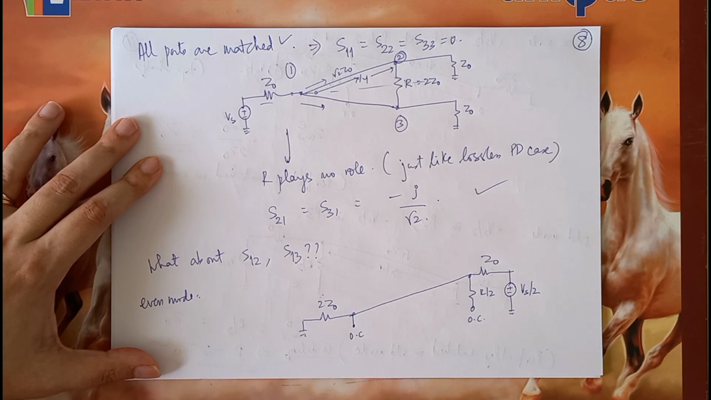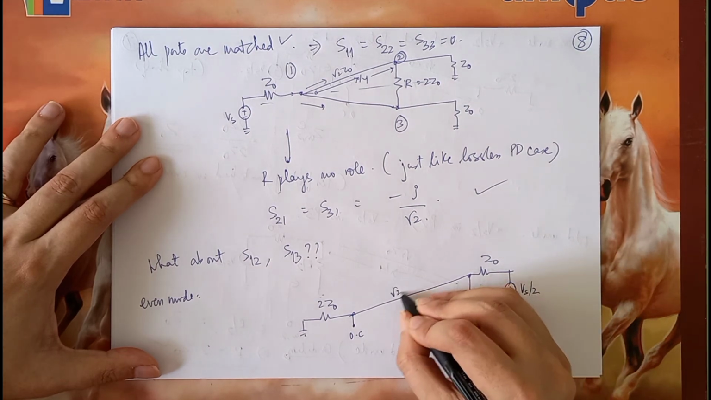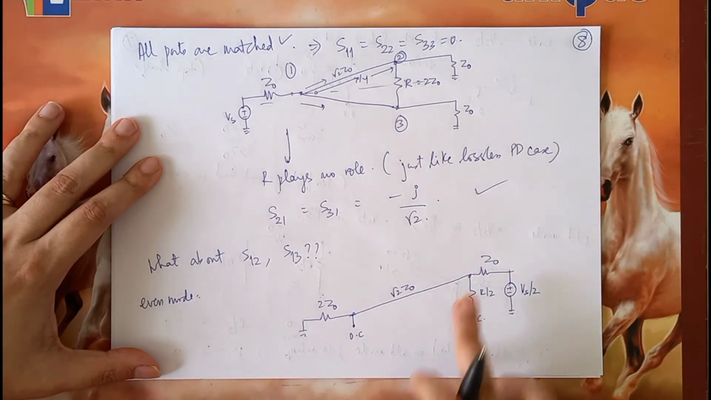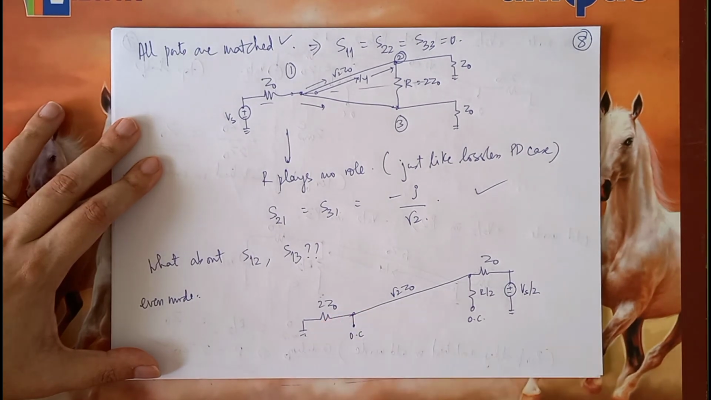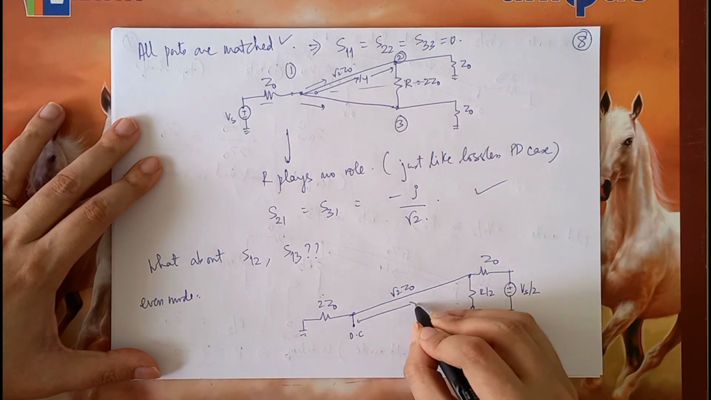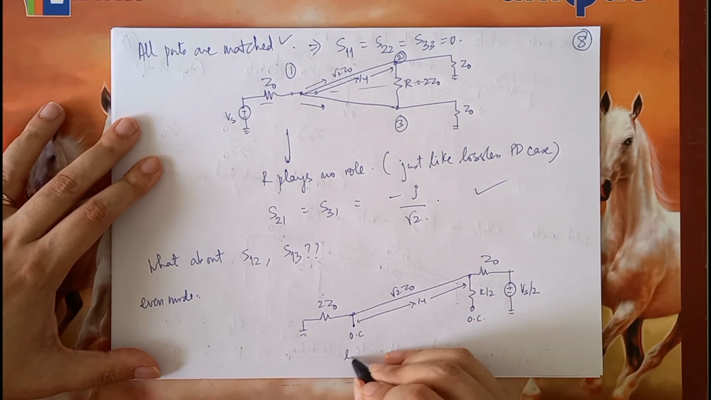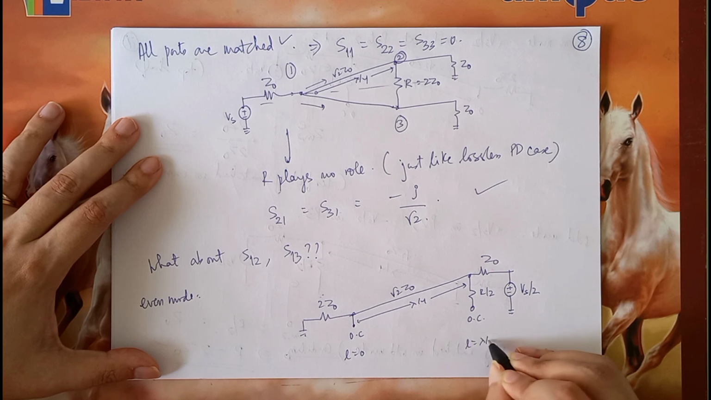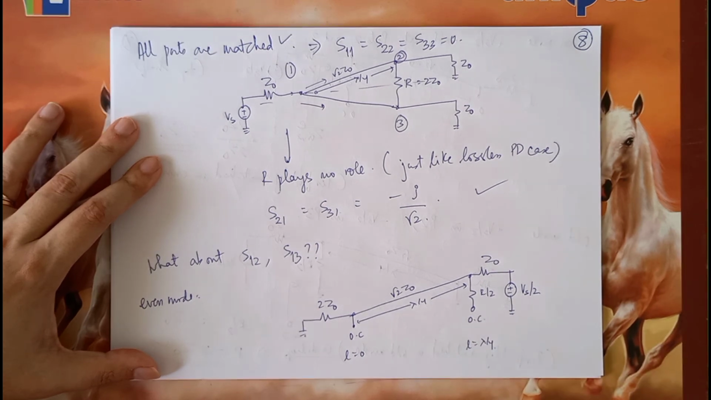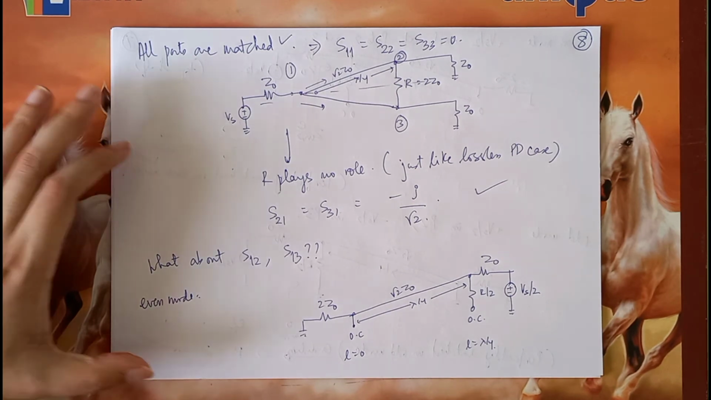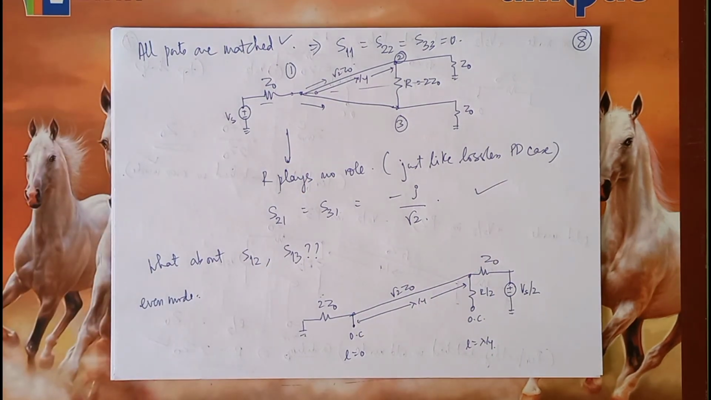So if you analyze this, taking 2Z0 as the load, so this is lambda by 4. Let us say this is L equal to 0 and this is L equal to lambda by 4. You can again follow the same approach using the transmission line voltage and current to find out the voltage over here. We can do that.